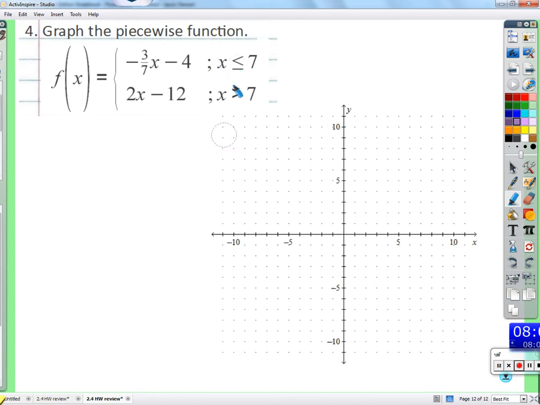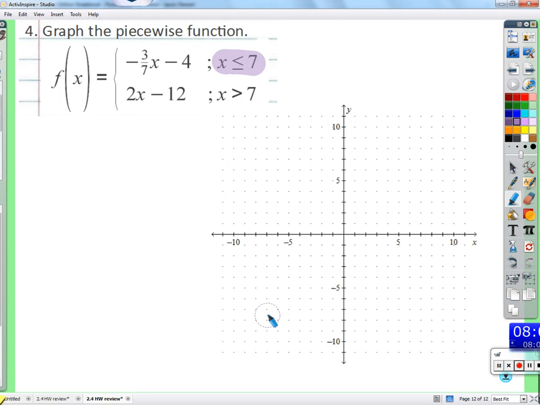So let's start with this guy right here, in lavender. For those values of x less than or equal to 7, those are the values of x that you would plug into this function. This function will give you the outputs for these particular inputs. The graph of this function is the only graph you will see for these x values. Where are those inputs on this graph? Where is x equals 7 on the graph? Right here on the x-axis.